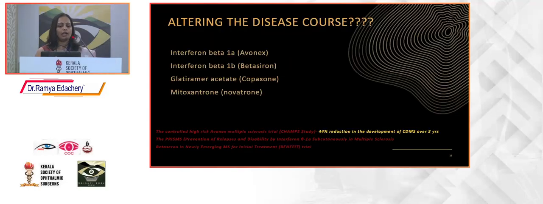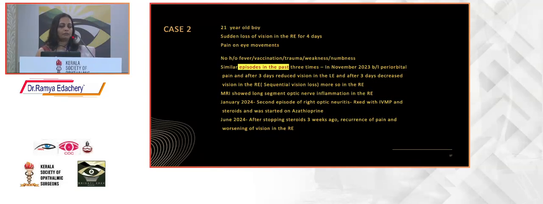So how can we alter the disease course? So these are the different drugs used. So if you treat your MRI lesions, you can definitely prevent or delay the development of multiple sclerosis. I am not going into the study. These are the CHAMPIONS study and all these compare the drugs. Okay. So now let me come to the second case.